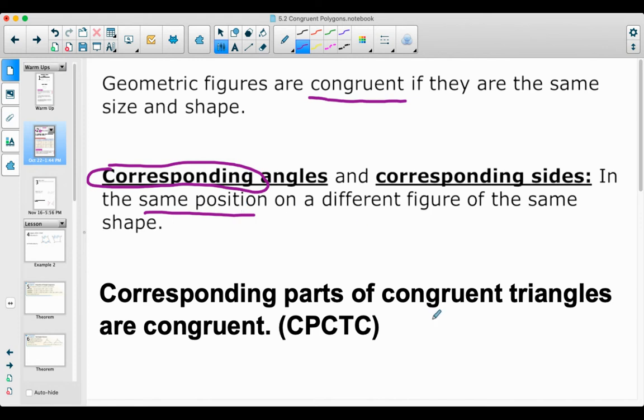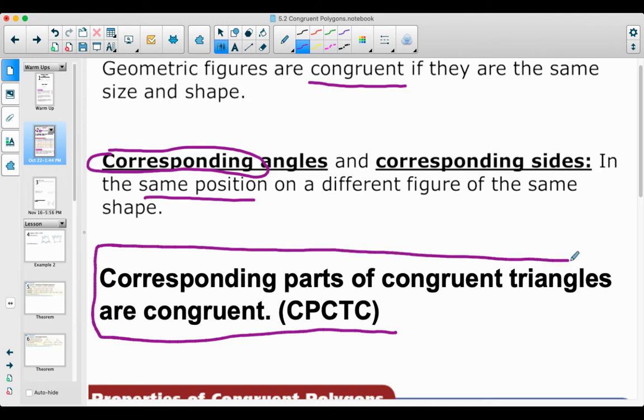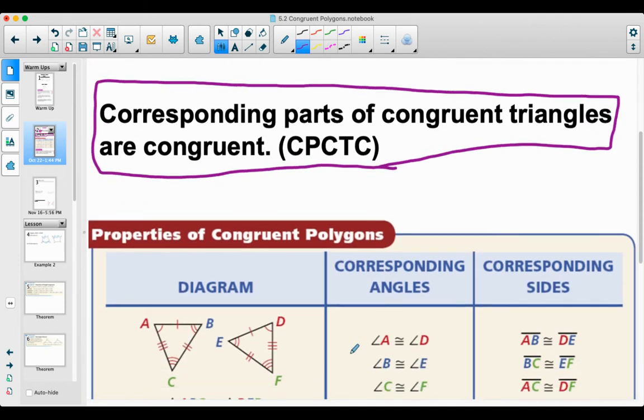So the corresponding parts of congruent triangles are congruent. This piece right here, this information right here, I would pause this video and write that in your notes and highlight it and make sure it's very obvious where it is because you will end up using this later on in this unit. So CPCTC stands for corresponding parts of congruent triangles are congruent. Okay, so what does that mean?